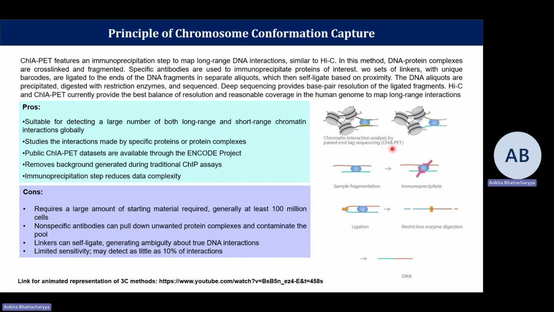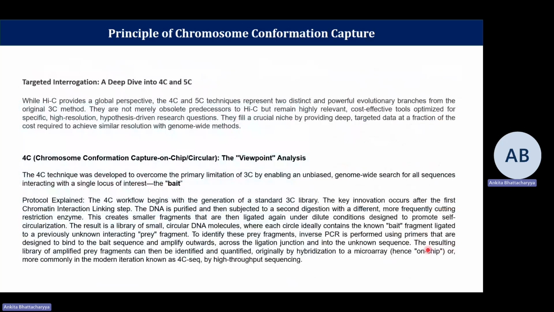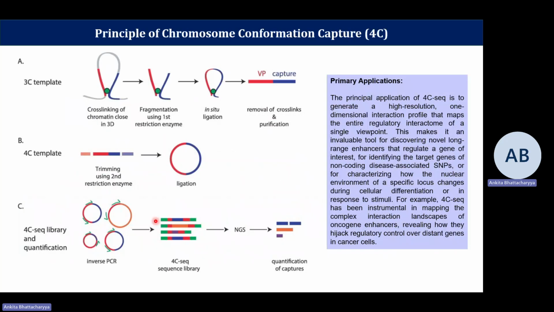So that's what you see here. You have sample fragmentation followed by immunoprecipitation, ligation, and then restriction enzyme digestion. We'll see a little more of the videos today. Then we moved on to 4C and 5C. I don't want to repeat it again.